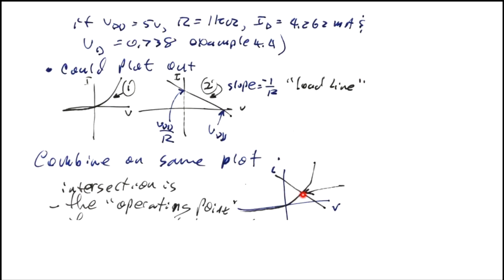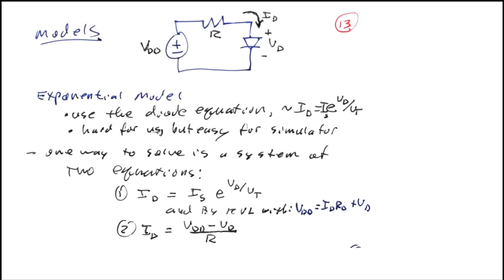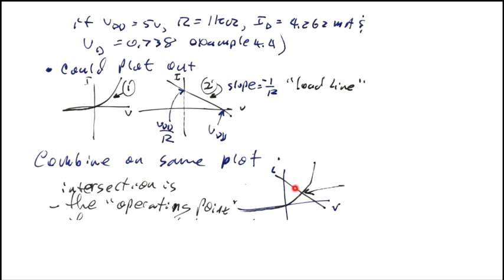If you plot both the exponential plot and the load line on the same plot, then you can see that there's an intersection. That intersection is called an operating point. That's where the circuit would operate. So we could solve it and understand the operating point. It's controlled by the diode equation and by KVL, and there's only one possible solution that makes any sense.